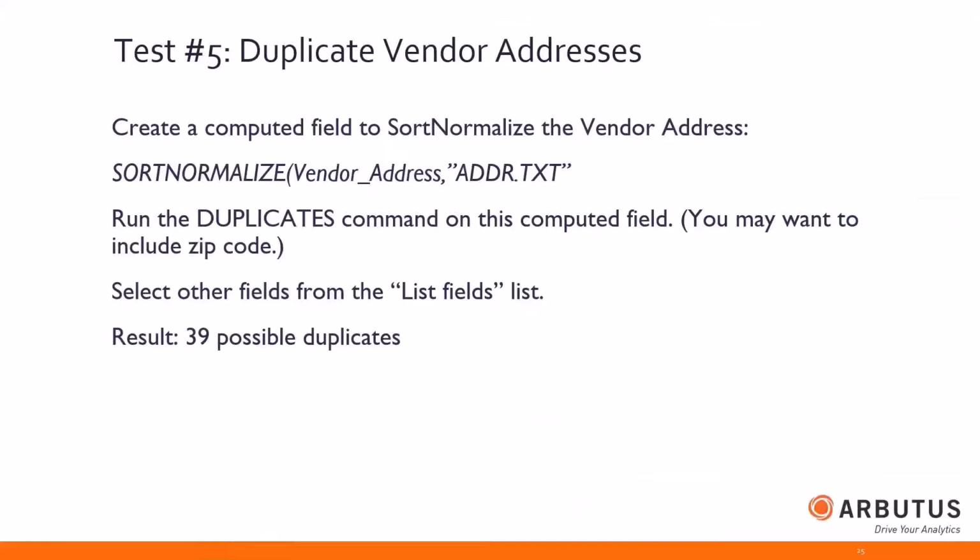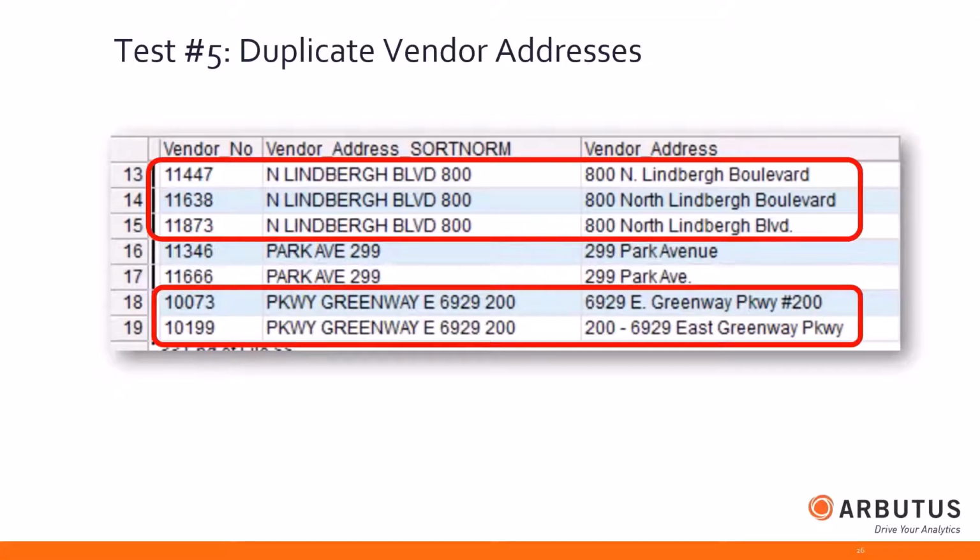Let's take a look at some interesting results. The Lindbergh Boulevard addresses, all entered on the right in one format that does not match, but when they're sort normalized, there are 3 matches. The second set, the Greenway Parkway addresses, are more interesting. They're more complex. The first one has the building number, the abbreviation for East, the number sign, and then 200, whereas the second one has 200 dash the address.